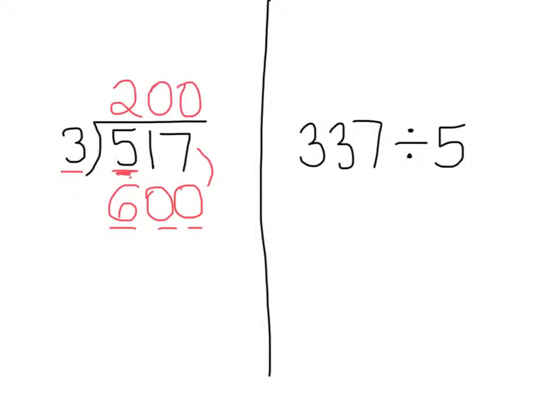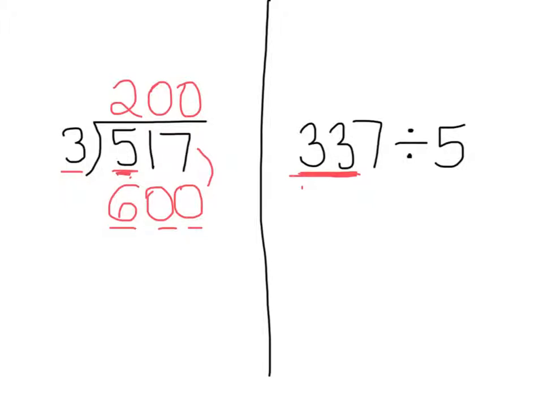Now let's try the one on the right. 337 divided by 5. Does 5 divide into 3? No. Does 5 divide into 33? Yes. So now I need to think of my compatible number. What is close to 33 here that 5 will divide into?